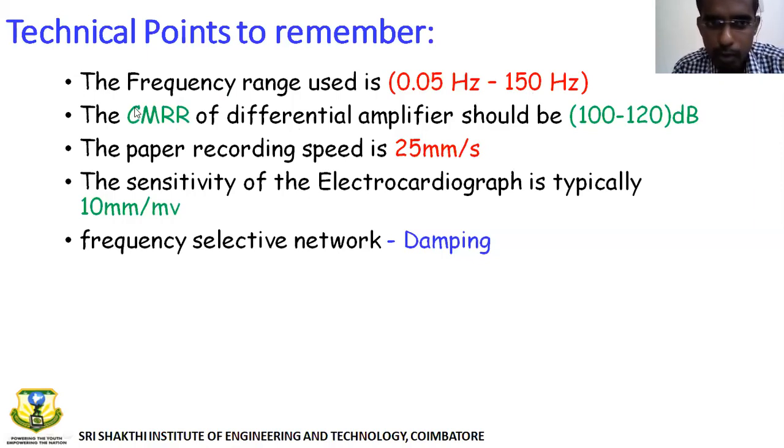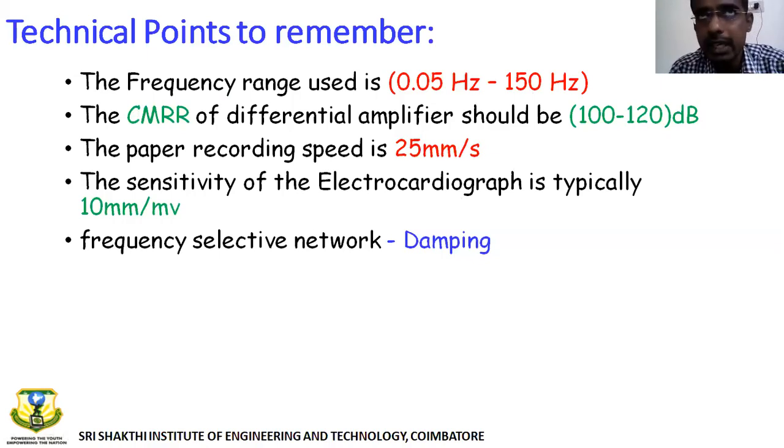The common mode rejection ratio, so you know what is CMRR. So differential amplifiers, common mode rejection ratio should be 100 to 150 dB gain, and the paper recording speed at the maximum can be 25 millimeter per second, and sensitivity of ECG will be 10 millimeter per millivolt.